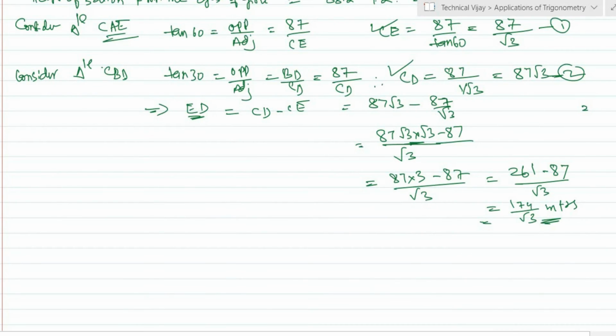This can also be written as 174 divided by root 3, multiplied and divided by root 3. So 174 root 3 divided by root 3 into root 3, which is 3. So 3 ones are 3, 3 fives are 15, 3 eights are 24, so this is equal to 58 root 3. Like this we can write 58 root 3 meters or 174 by root 3 meters. Both are the same. We'll go for the next one.